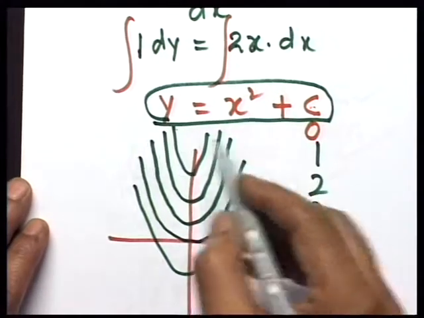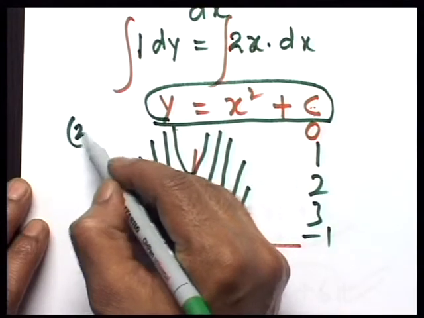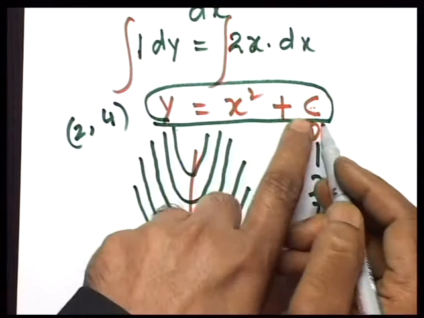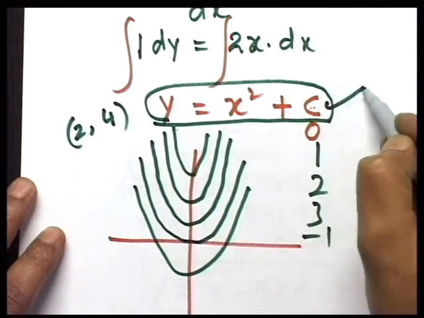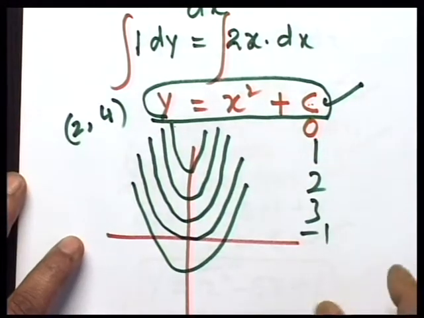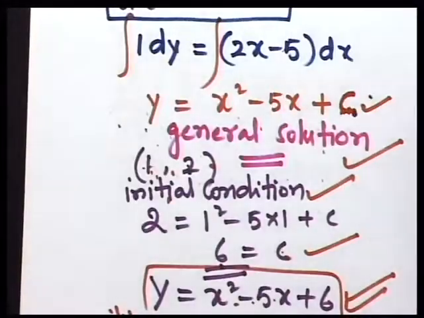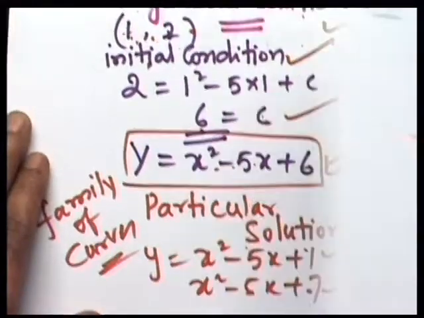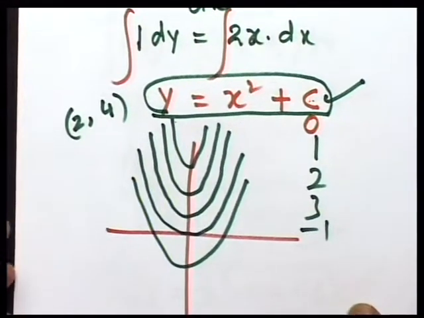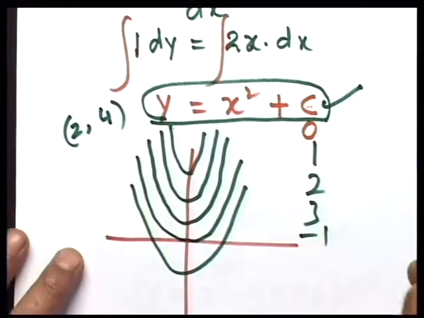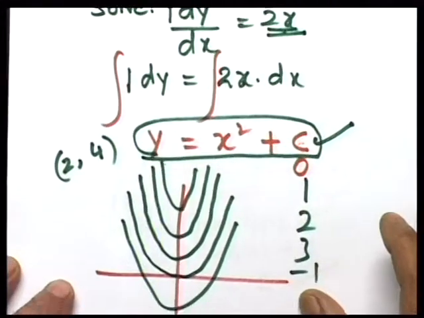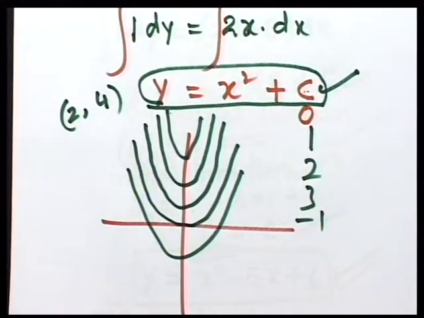Initial condition, if they give me when x equals 2, y equals 4, I substitute them here, I can find c. When I find the c, the answer that I get is called, we said that in the last one here, particular solution. That's what it means. So that's all differential equations are about. Don't expect only the x to be on that side. You can have y and x also. As we solve the sums, you will be able to understand.